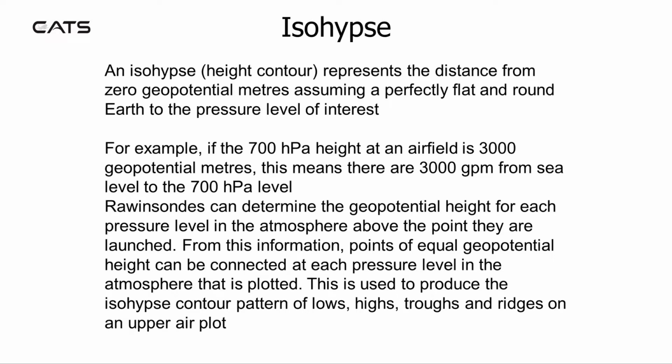Radiosondes can determine the geopotential height for each pressure level in the atmosphere above the point that they are launched. From this information, points of equal geopotential height can be connected at each pressure level in the atmosphere that it is plotted. This is used to produce the isohypse contour patterns of lows, highs, troughs and ridges on an upper air plot.